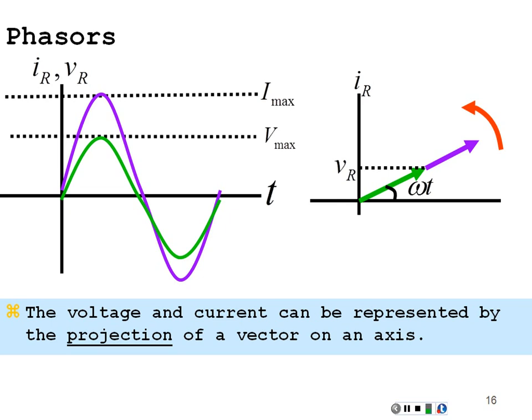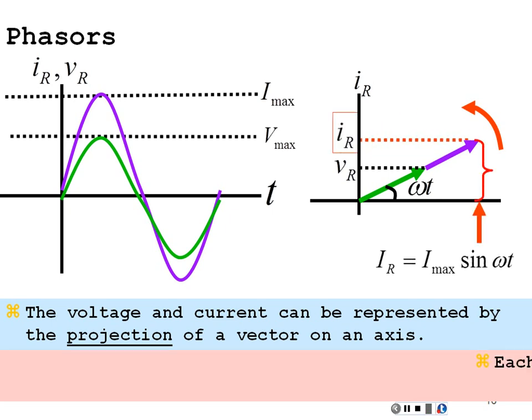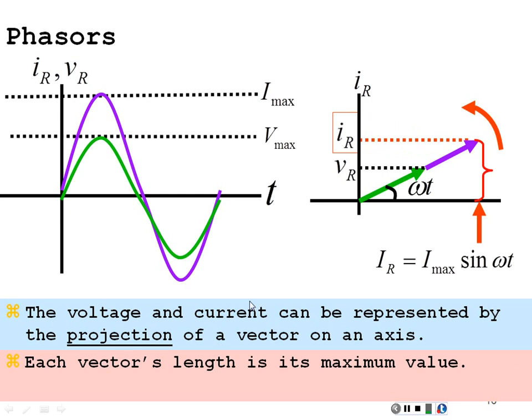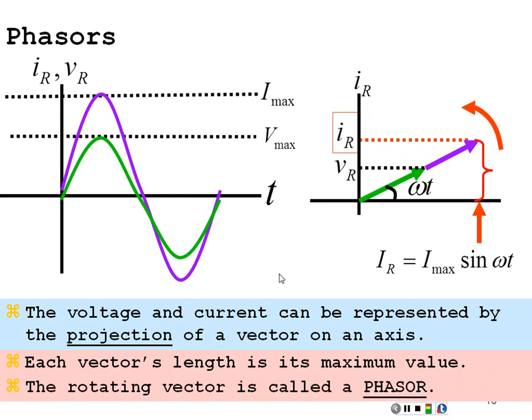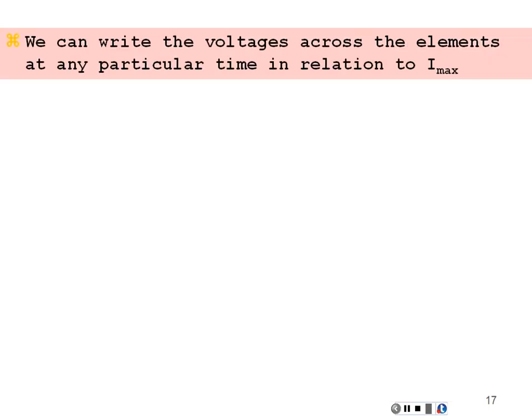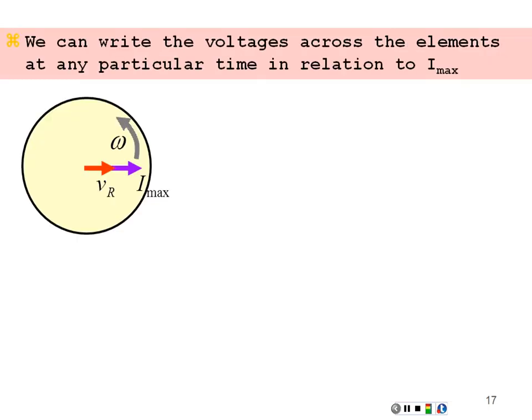And then the voltage across the resistor is in phase with that vector, so the two vectors would move together as they're rotating with an angular frequency omega. Each vector's length will be its maximum value, and this rotating vector is called a phasor. So we can now think about what's happening in our circuit with these representations called phasors.